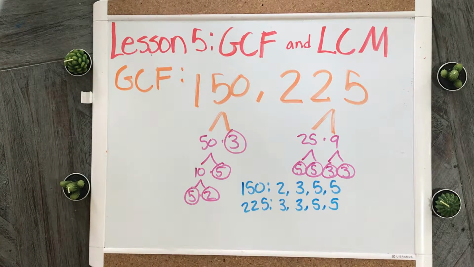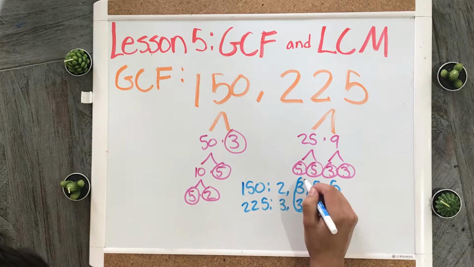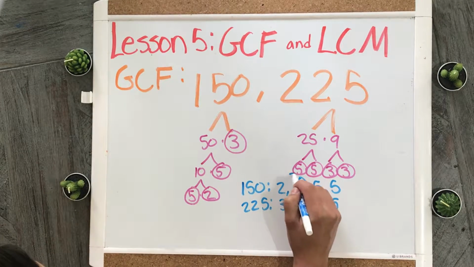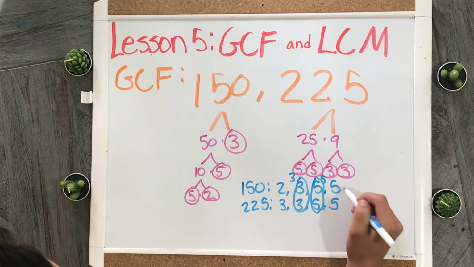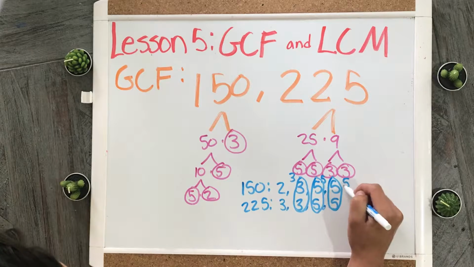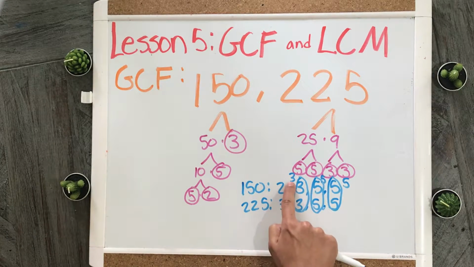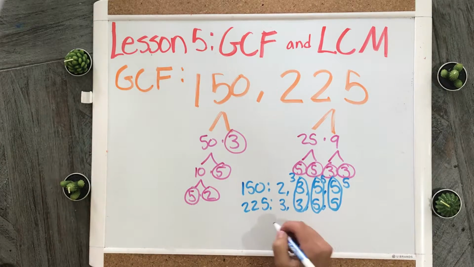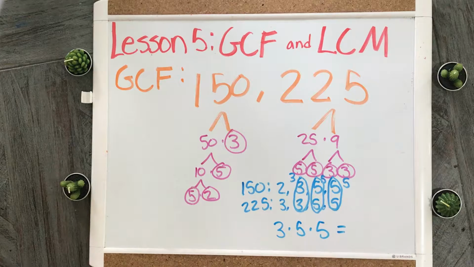Circle what is common, and we will use that pair just as that number. Okay, so this pair of 3s, we will use a 3. This pair of 5s, we will use a 5. And then this pair of 5s, we will again use a 5. 2 and 3 right here are not common, so we just use what's common. We have 3, 5, and 5 common. So that's 3 times 5 times 5. And let's work that out.